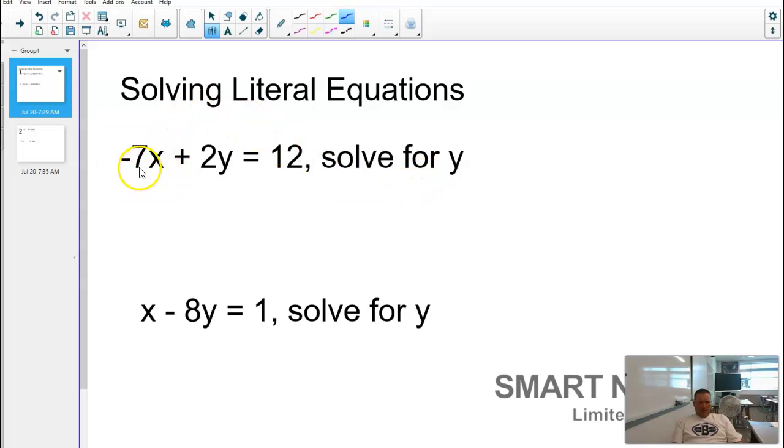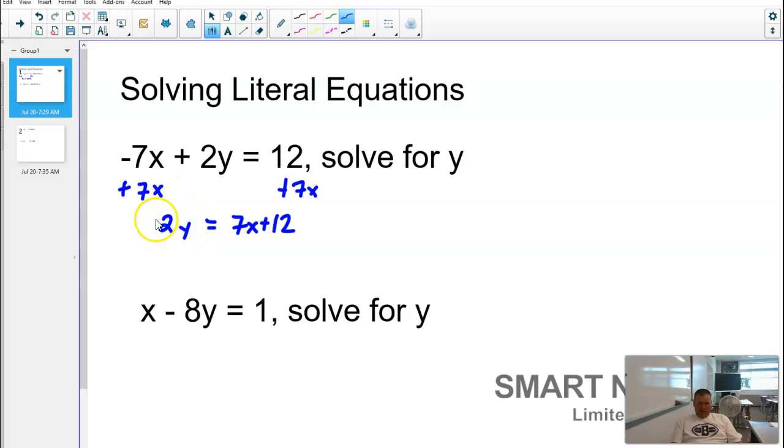So I need to get rid of this 7x to start with, and so what I'm going to do is just add 7x because of this negative value here. So I'm going to add it to the 12. Now I can't combine those two because they're not the same terms. So all I'm going to do is write it as 7x plus 12. It actually doesn't matter, you could go 12 plus 7x. And then on the left-hand side, I'm just left with 0 plus 2y.